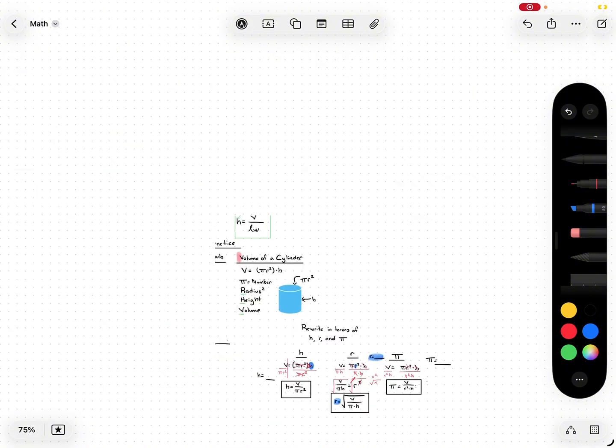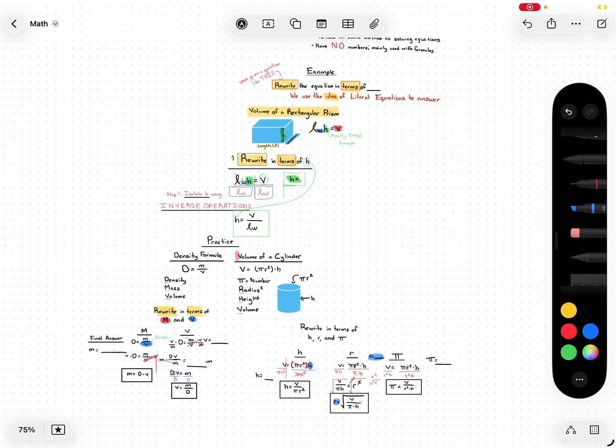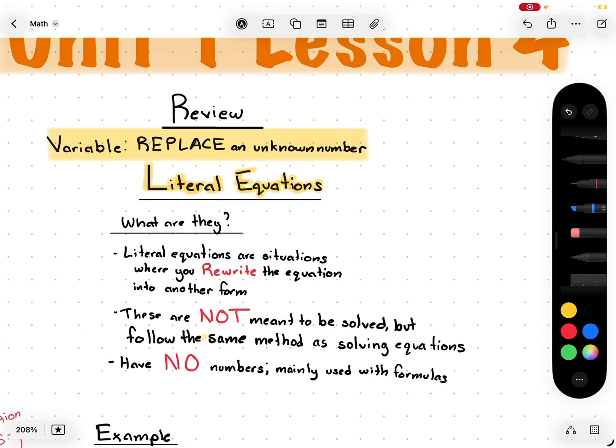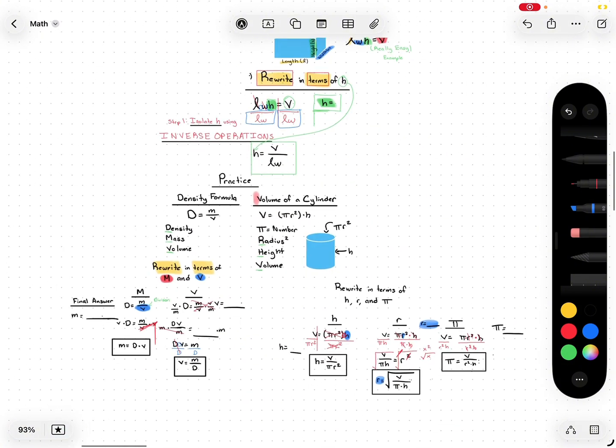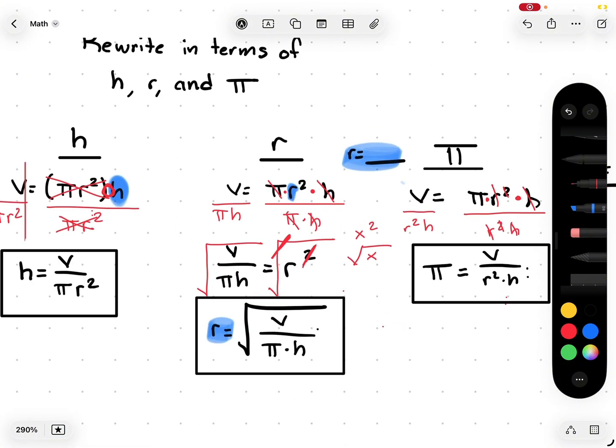This is how you solve literal equations. And just before you leave, literal equations are not meant to have numbers unless the numbers are part of the formula. They are normally just rewriting the terms in an equation to make them legible or easier for you to find something.